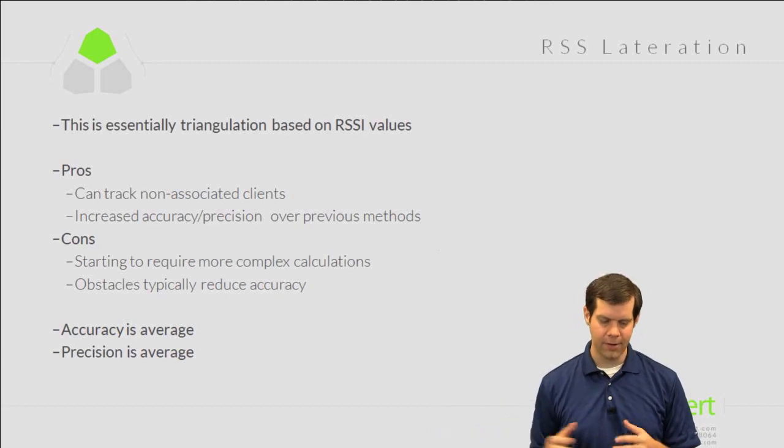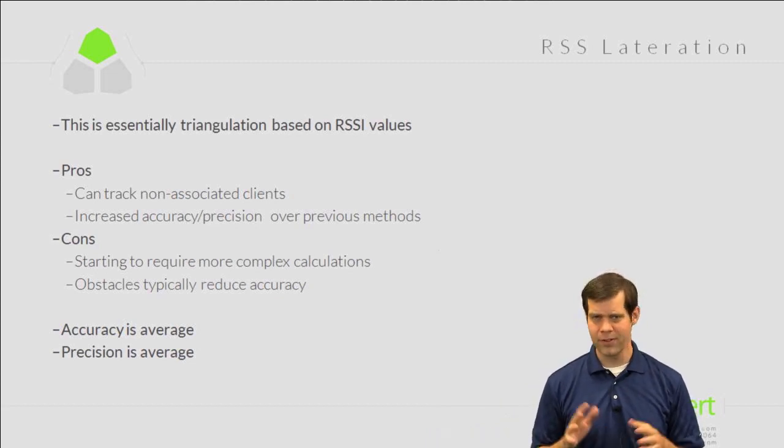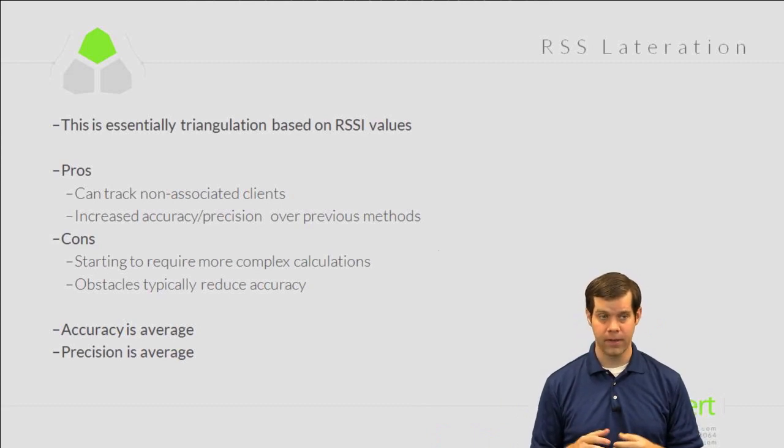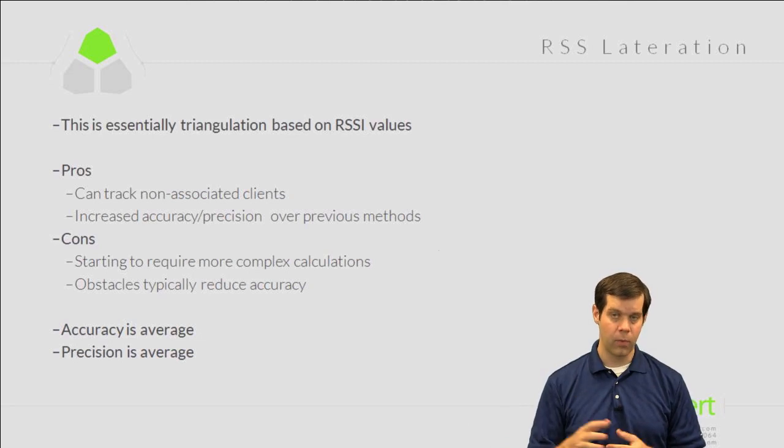So with here, accuracy is average, precision is average, so just depending on how many obstacles we have, it's harder to get the accuracy as good as with the other ones, but we get a much better precision, so we're actually probably a lot closer to where the client actually is compared to some of the older methods.